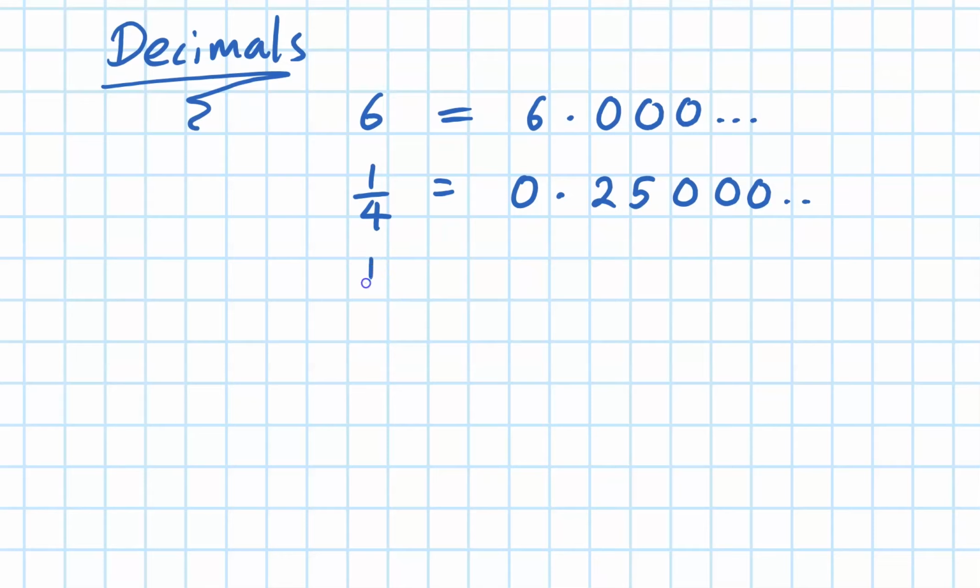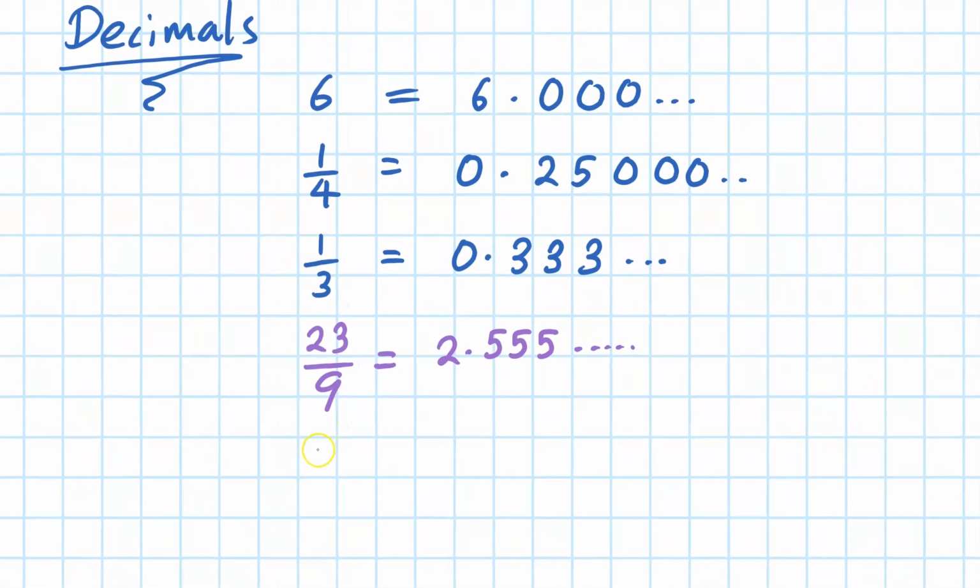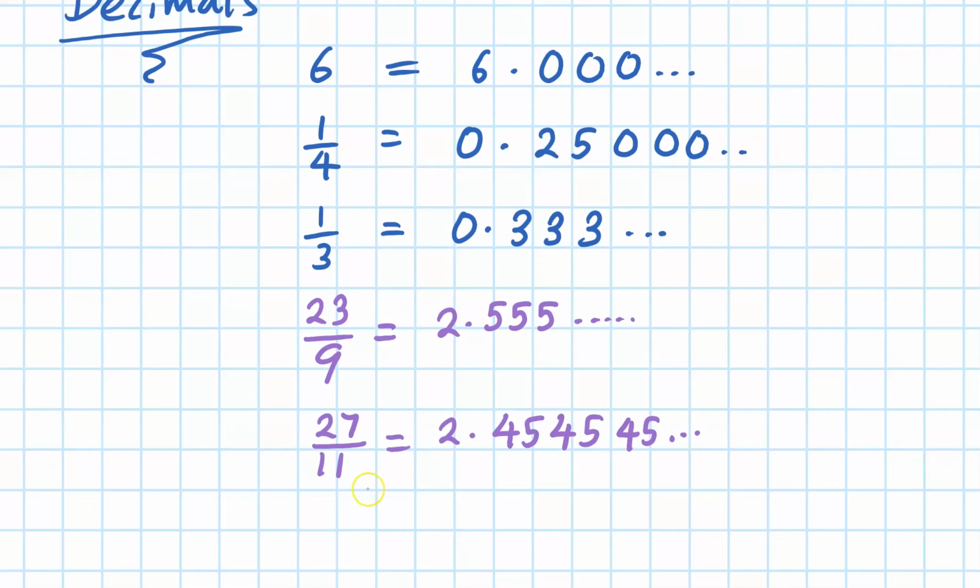Well, the other one I can consider is 1/3. What is 1/3? 0.333, keeps going. Another one, 23 on 9. What is 23 on 9? 2.555, likewise keeps going. And then let's consider two more. Let's say 27 on 11. So that becomes 2.454545.